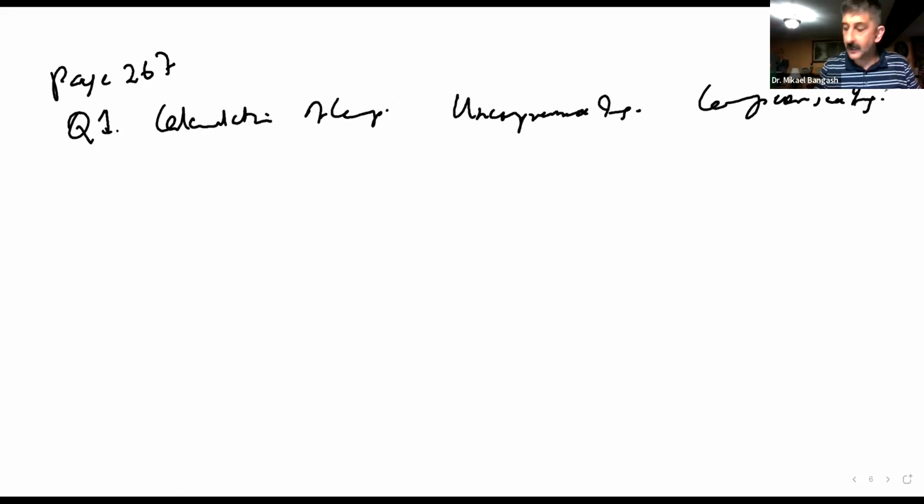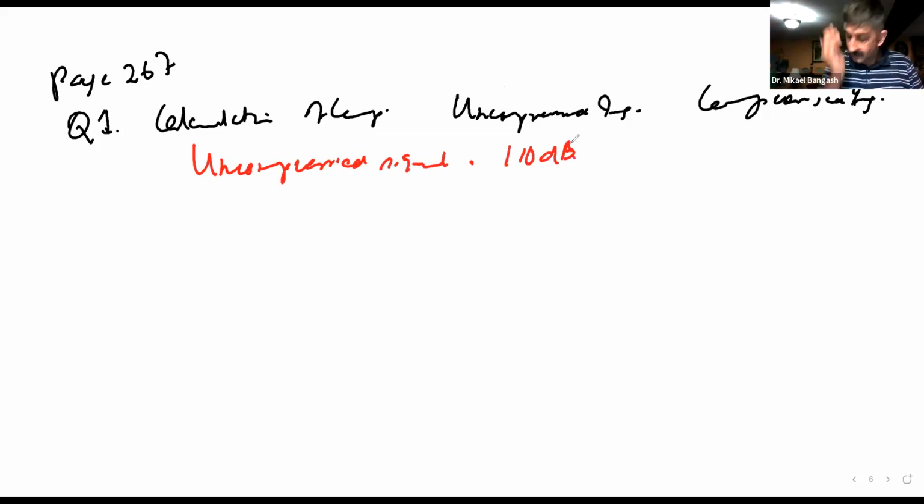In our first question, it says an uncompressed signal within the receiver of an ultrasound system has a dynamic range of 110 decibels. So this is the uncompressed signal at a dynamic range of 110 decibels. The signal undergoes 40 decibels of compression. So the compression is of only 40 decibels.